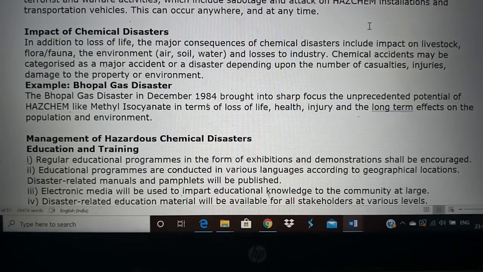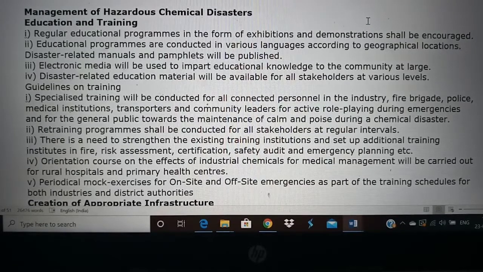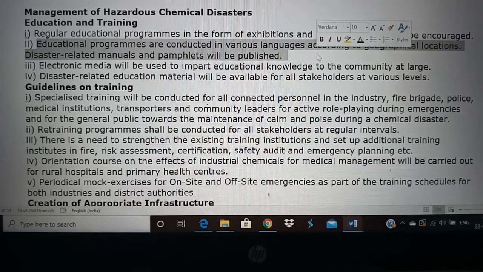So how do we manage hazardous chemical disasters? How can we prevent them? How can we overcome them? The first thing is education and training. There are four ways in which you can educate and five ways in which you can provide training. The first four ways of educating are: having exhibitions and demonstrations in schools and colleges, and even in the places where they have the chemicals, on how to be safe. Then educational programs conducted in various languages and locations, and disaster-related manuals and pamphlets published and distributed to the people.